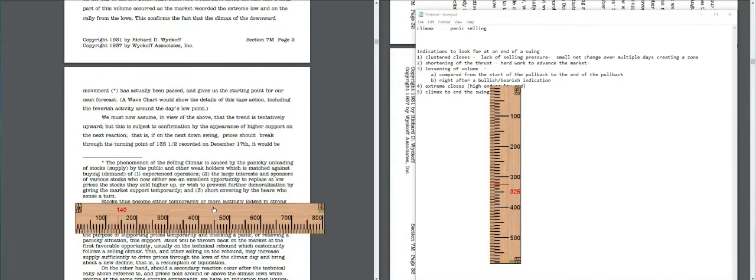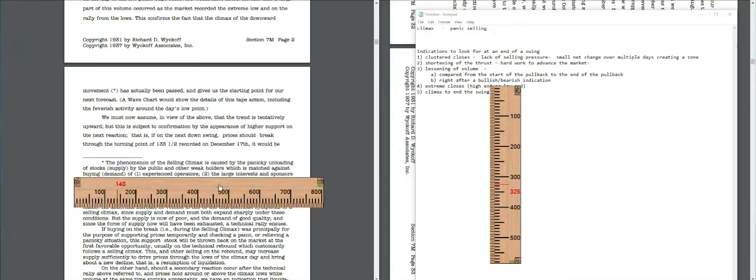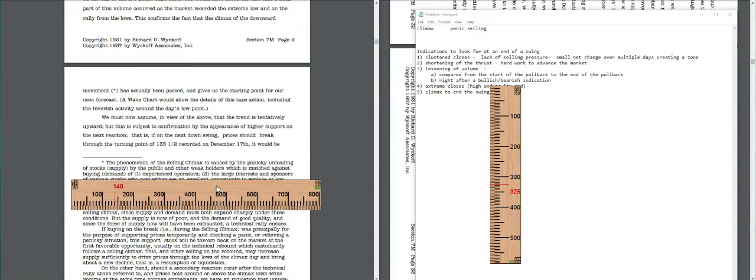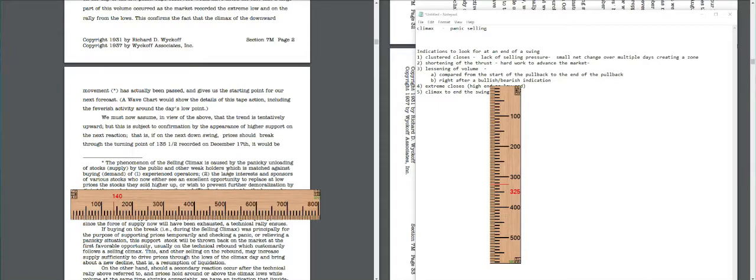And what is it caused by? It is caused by panic unloading of stocks by the public and other weak holders, which is matched against buying by experienced operators. The large interest in sponsors of various stocks who now either see excellent opportunity to replace, etc. So all he's saying is that it's panic selling.